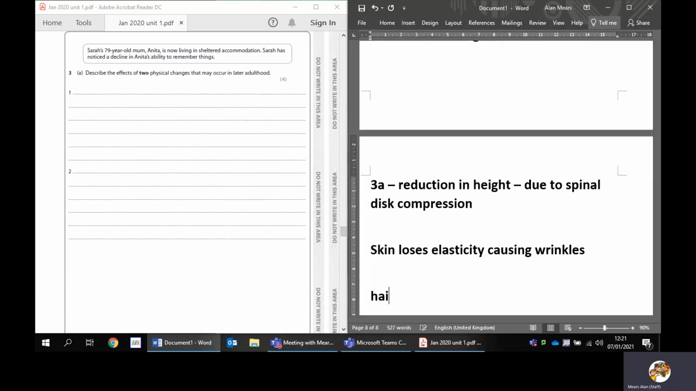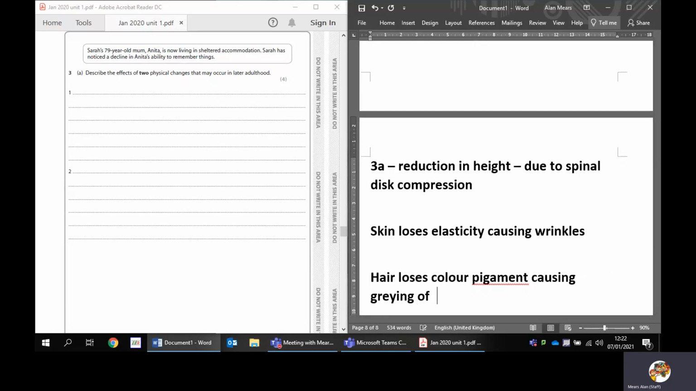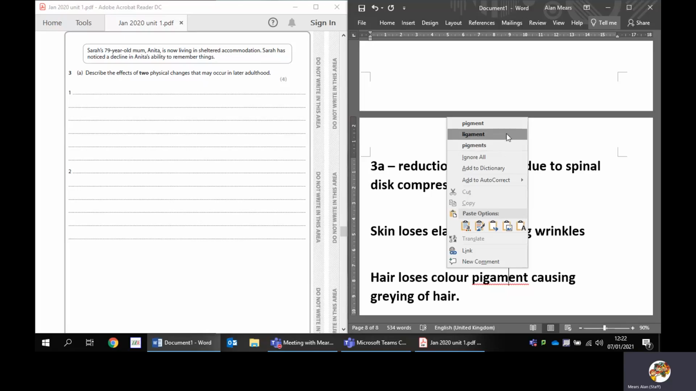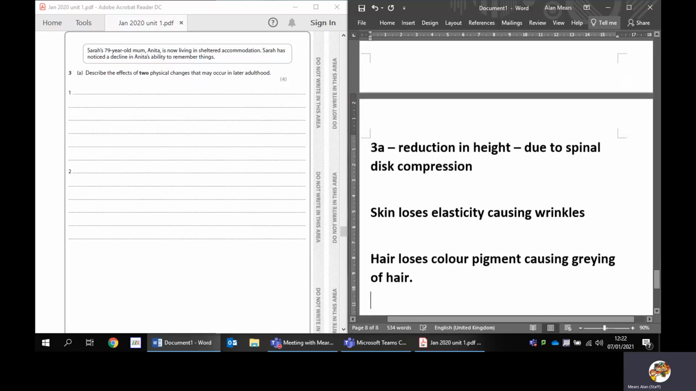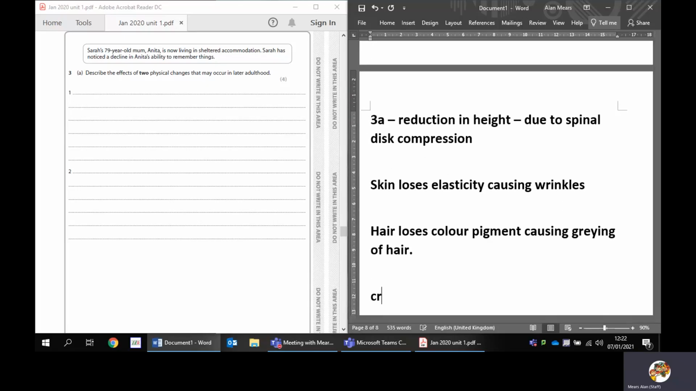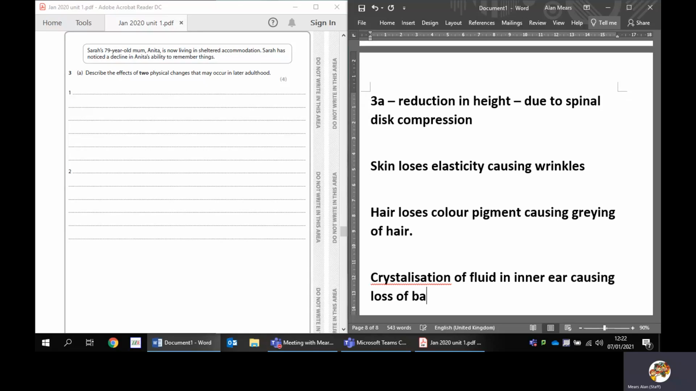Hair loses color pigment, causing graying of hair. You could talk about crystallization of fluid in the inner ear, causing loss of balance or mobility.